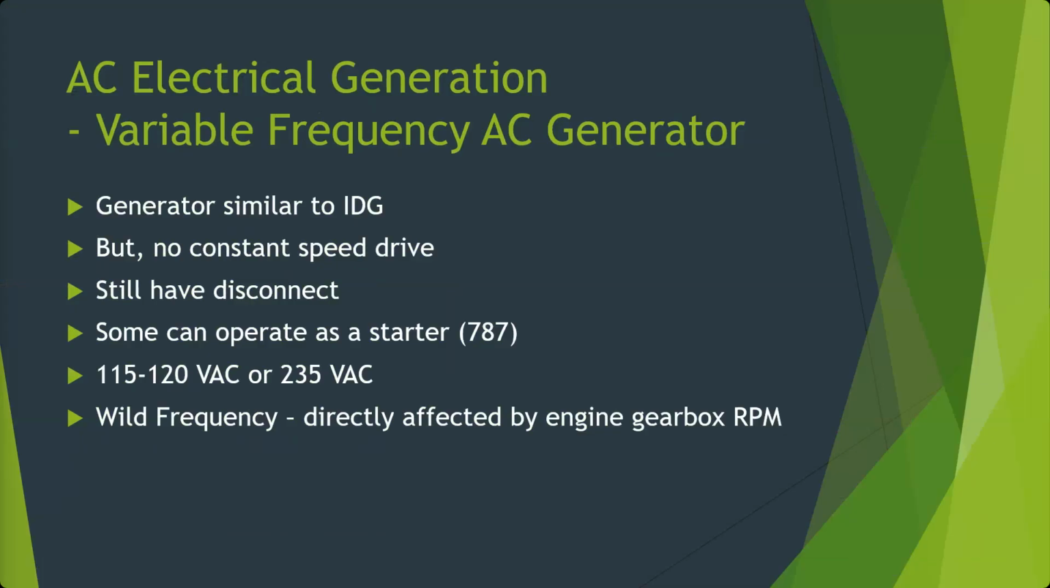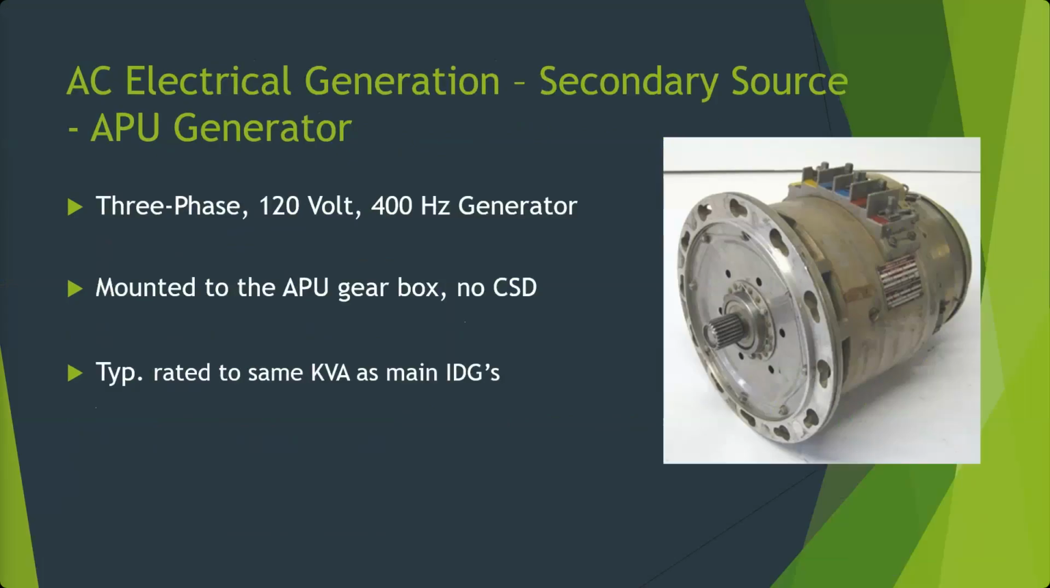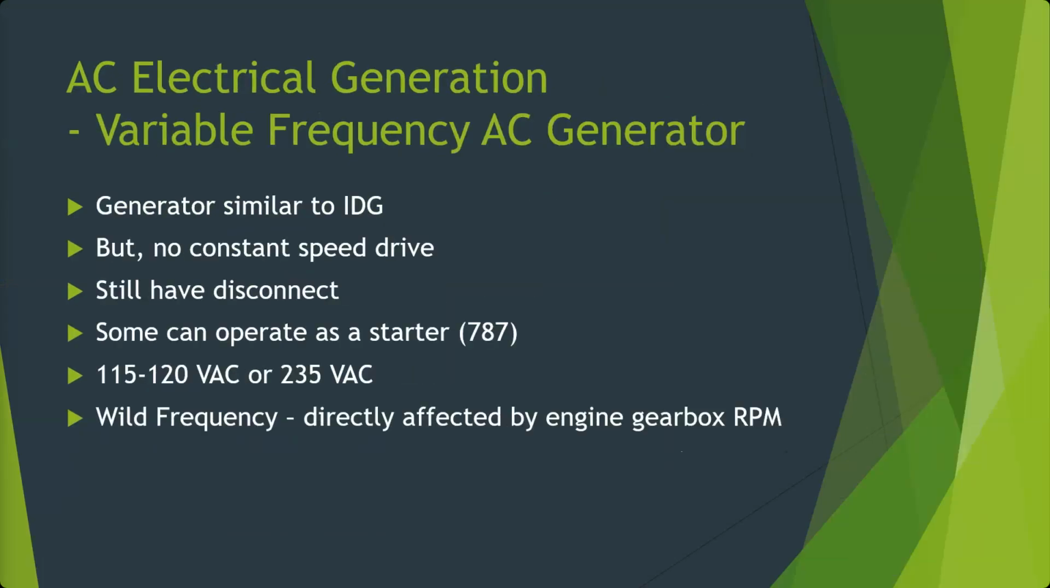Some of them have the ability to operate as a starter. Your normal IDGs are not going to be used for starting. You're going to have a separate starter. But like the 787, the variable frequency generators are actually starter generators. You can send power into them. They are an AC starter. The way they work is you have a battery that powers an inverter that then sends power into those starter generators to get the engine spinning. Some of them are 115 or 120 volt, on the 787 a few are 235 volt, that higher voltage. But that wild frequency is directly affected by our engine RPM.